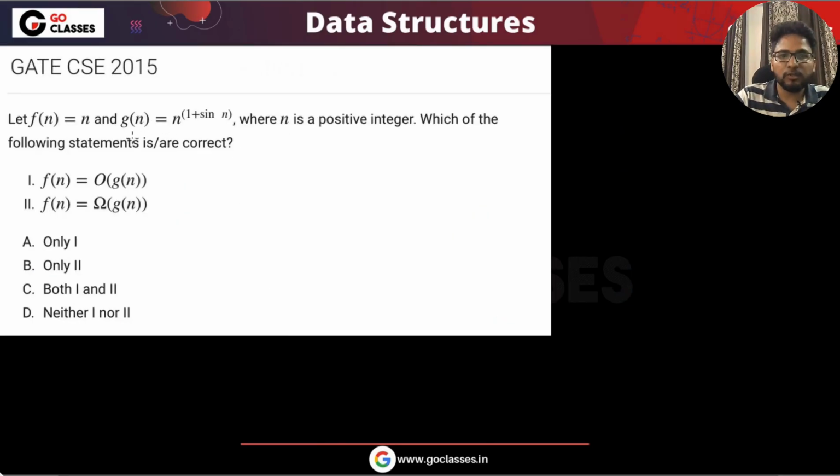Let's see this. So they are incomparable, right? As we know, 1 plus sin n and n are incomparable. So they are asking which of the following statements is correct. None of them is correct, so D is the correct answer, right? Because they are not comparable.